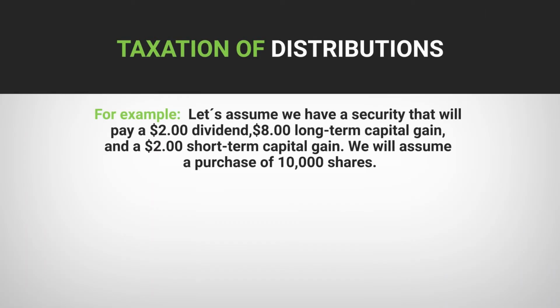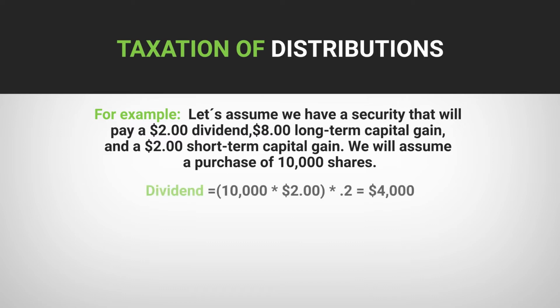You shouldn't be responsible for that tax, but you are. All right, let's look at how this works. Let's assume that you have a security that will pay a $2 dividend, an $8 long-term capital gain, and a $2 short-term capital gain. Those are our estimates for whenever we're calculating this. And we're going to purchase 10,000 shares.